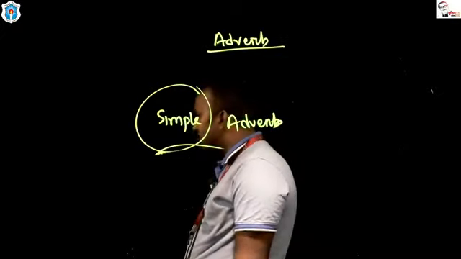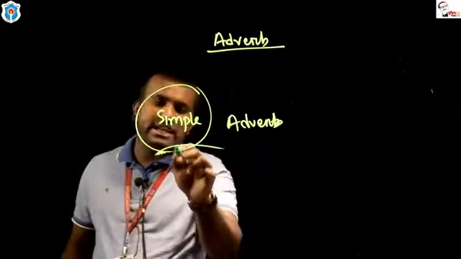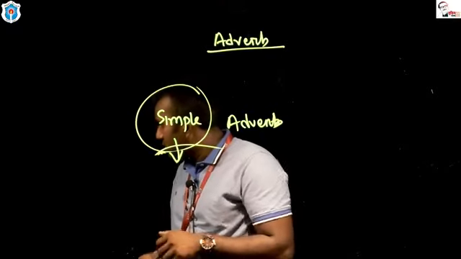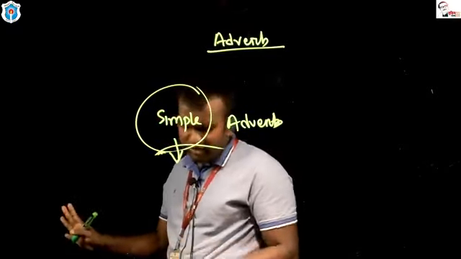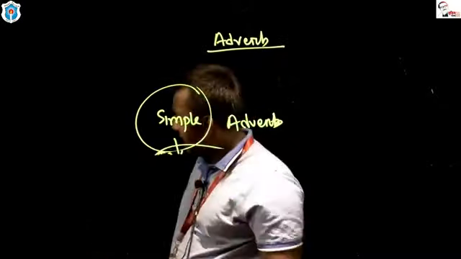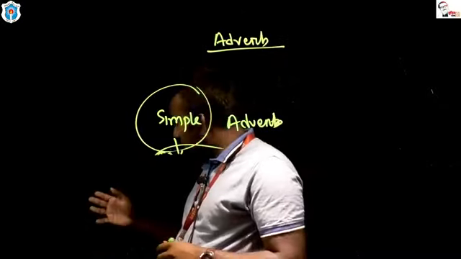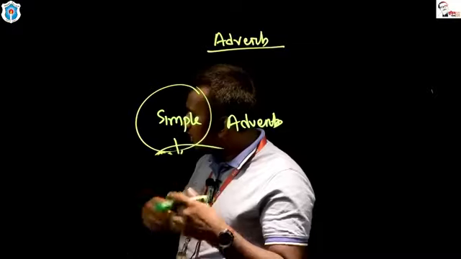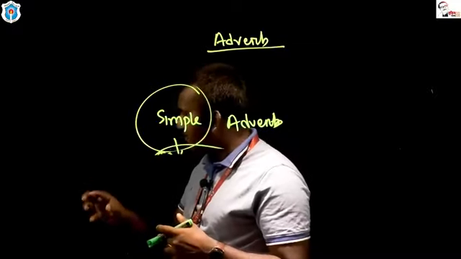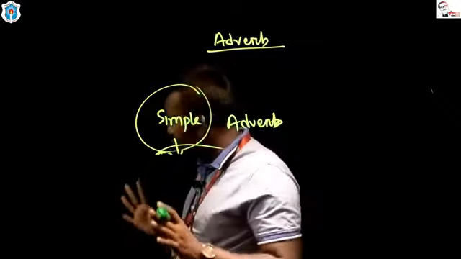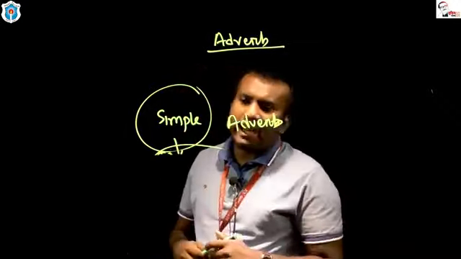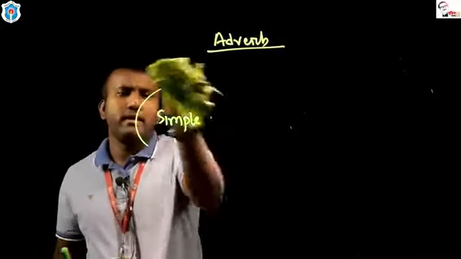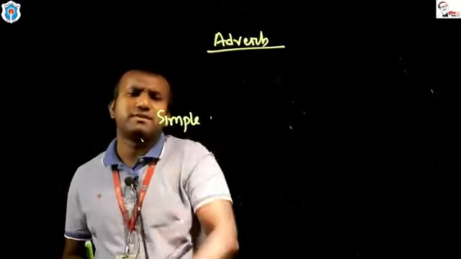There are 8 kinds of simple adverb. What are they? I will tell you, no problem. You know that we will talk about phrase. While I will be talking about phrase, I will clarify adverb, adverbial phrase, everything. You have to wait. So there are eight kinds under simple adverb. I will not talk about all kinds of simple adverb.